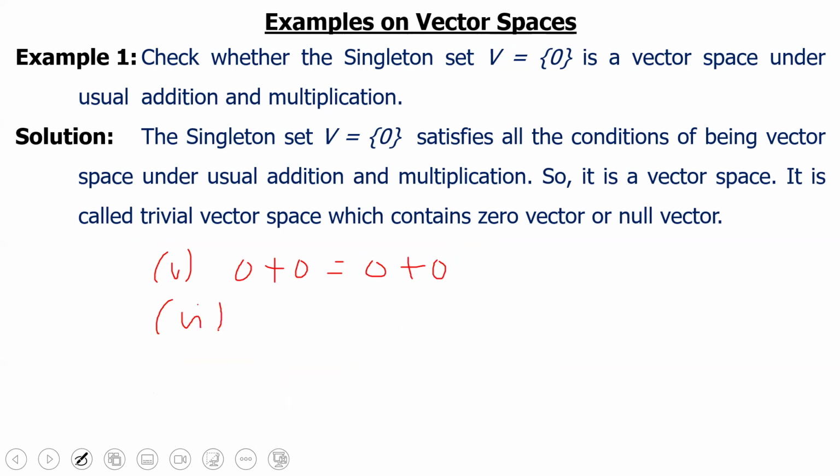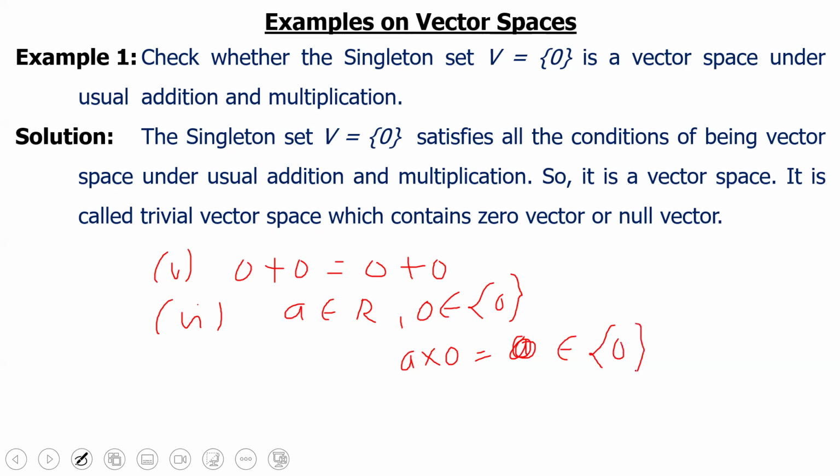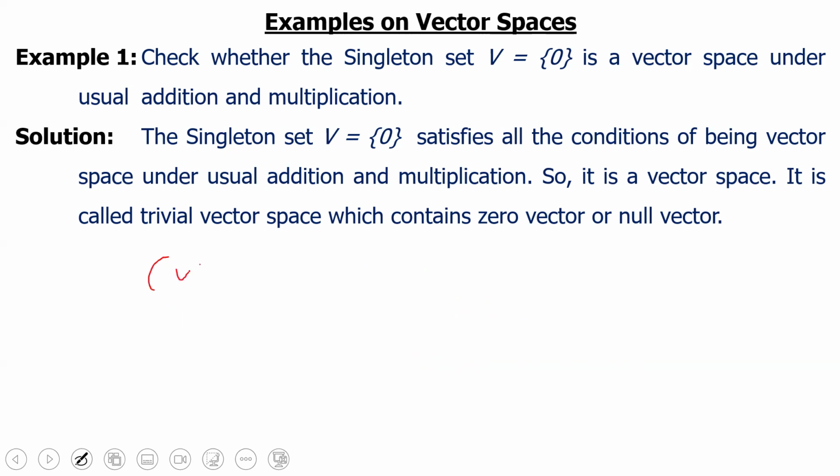Sixth property, scalar multiplication. If a belongs to R and 0 belongs to the singleton set {0}, then a times 0 is equal to 0, which belongs to the singleton set {0}. So it also satisfies scalar multiplication. Seventh property, the distributive property. So a times (0 plus 0) is equal to a times 0 plus a times 0, which is equal to 0 plus 0, which is 0.